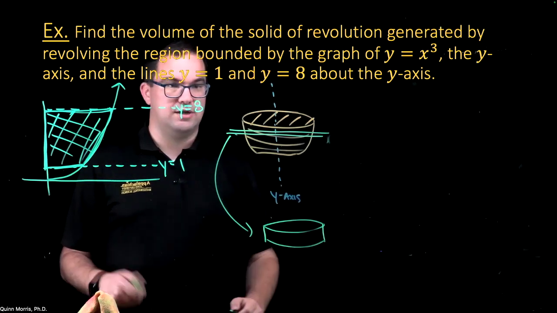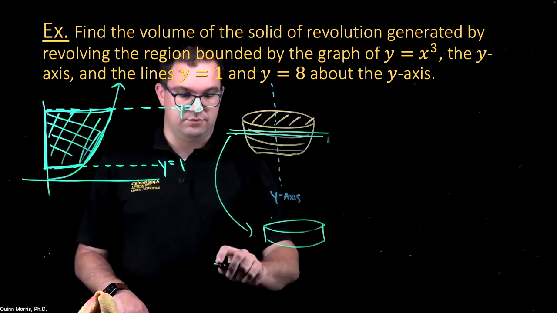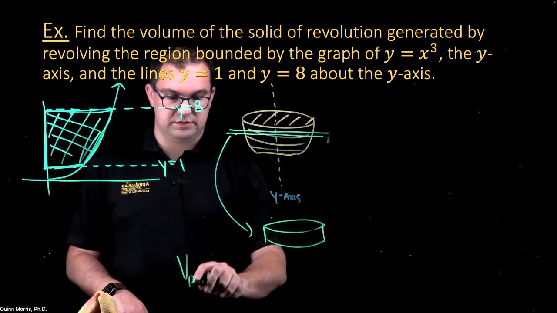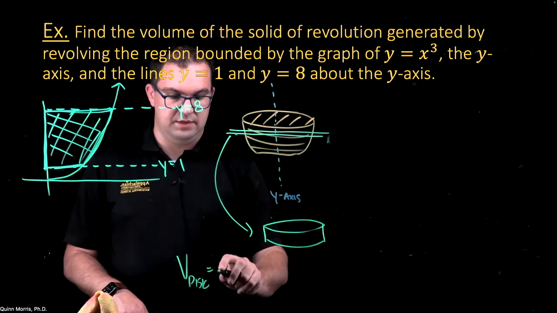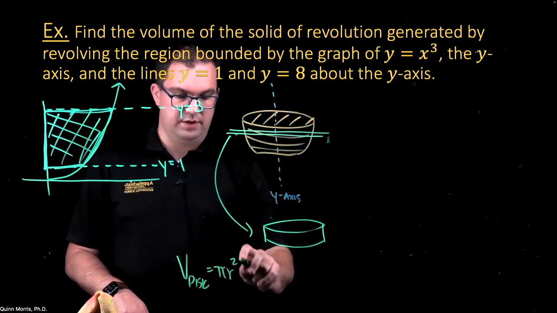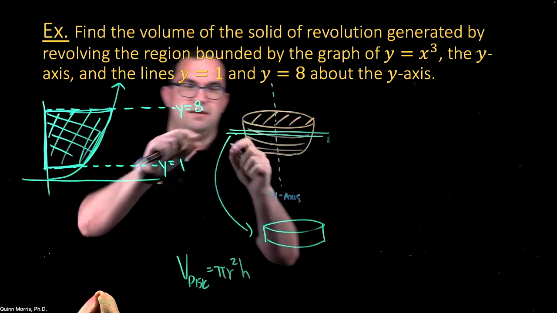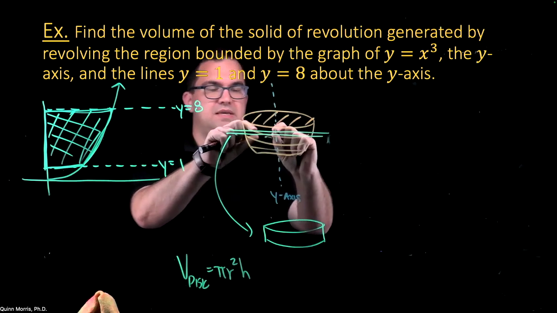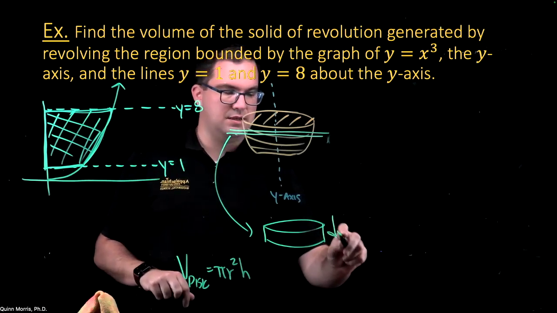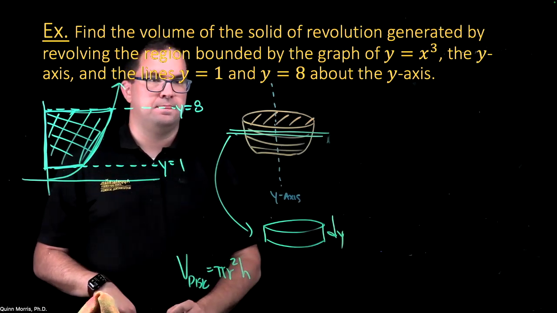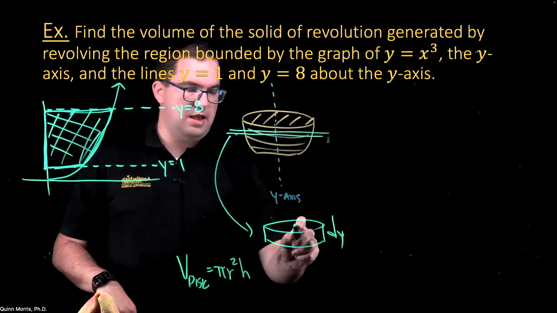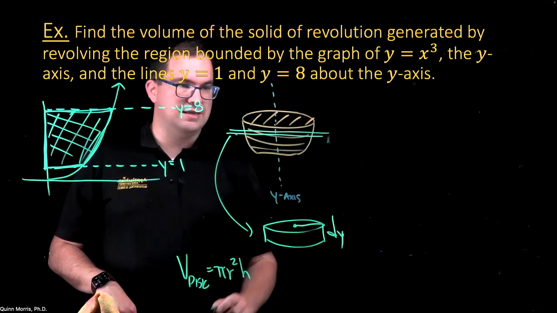Okay. Now, of course, the question is, what's the volume of that disk, right? And so in general, the volume of a disk is pi r squared h. Now this time, because I'm making my slices horizontally, my slice is like a little piece of the y-axis. So my height here is going to be dy. Okay. And now what I need is the radius of this disk.